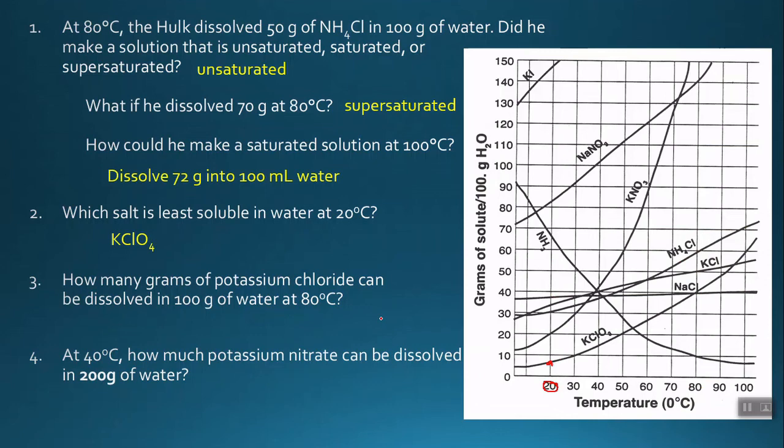How many grams of potassium chloride can be dissolved in 100 grams of water at 80 degrees? Well, where's potassium chloride? KCl, there it is. At 80 degrees, we can dissolve about 50 grams.